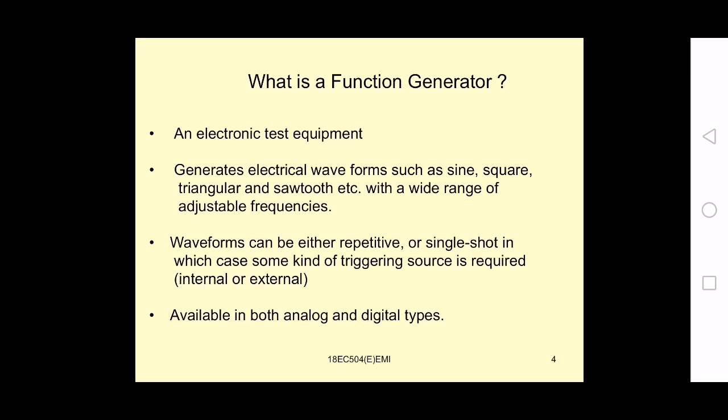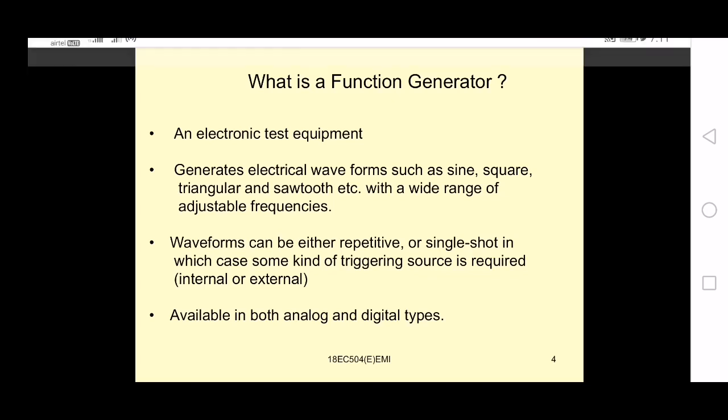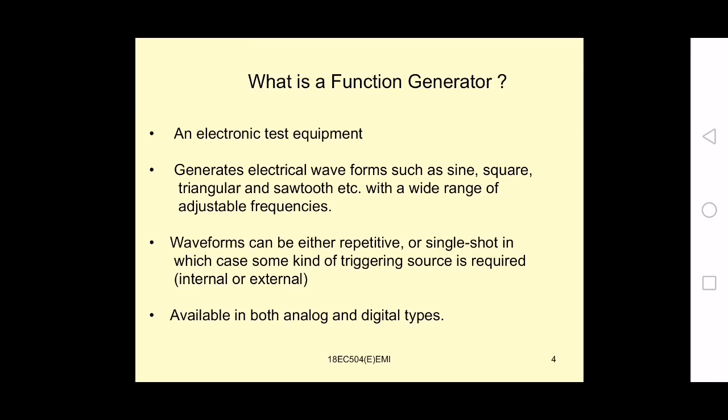starting from a fraction of hertz to several hundreds of kilohertz. So a function generator is an electronic test instrument used for generating different waveforms. What are the waveforms which we are going to generate? Sine wave, square wave, triangular and sawtooth waveform.